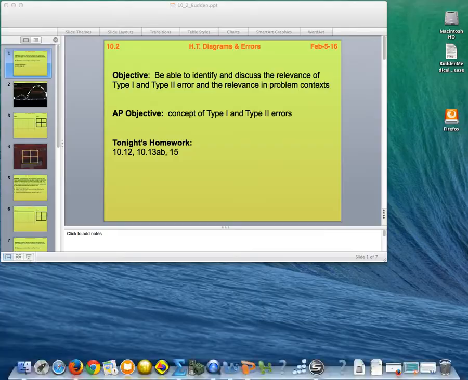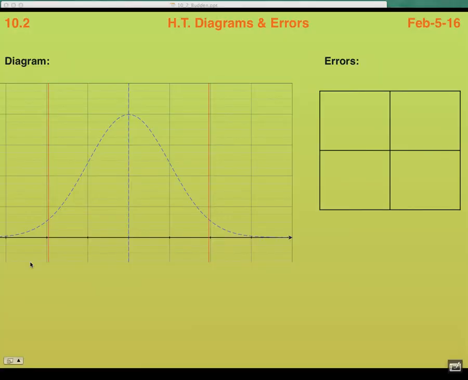Okay. So here's how the type of errors work. Over here, we're going to put the null. The null is either true or false. And then up here, we're going to put our decision. We are either going to reject the null, so R stands for reject, or we are going to fail to reject the null.